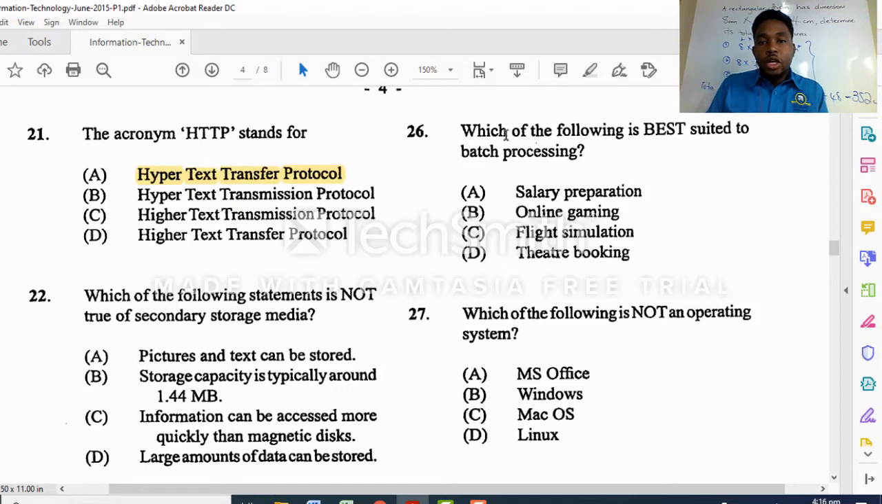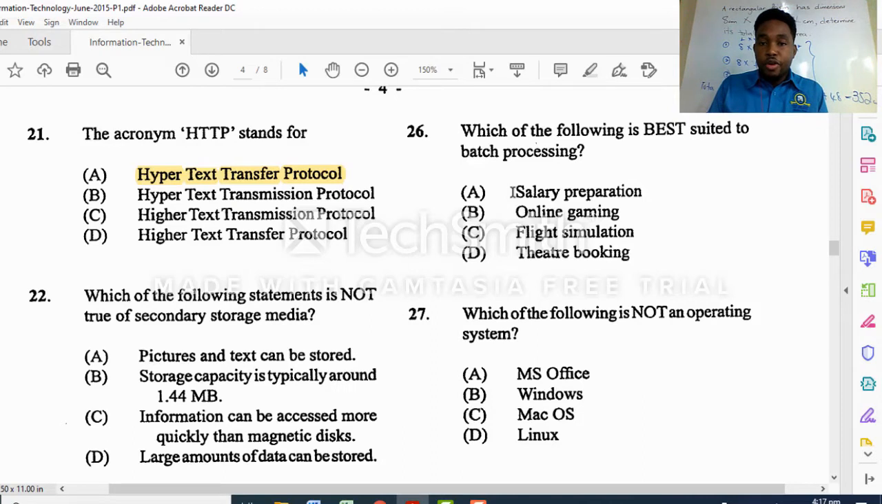Next one, it says which of the following, so we're doing it page by page. It says which of the following is best suited to batch processing. And batch processing is where all files are processed in one go. Right? So we gather information and process them one at a time. So it's best suited for us to collect all salaries.